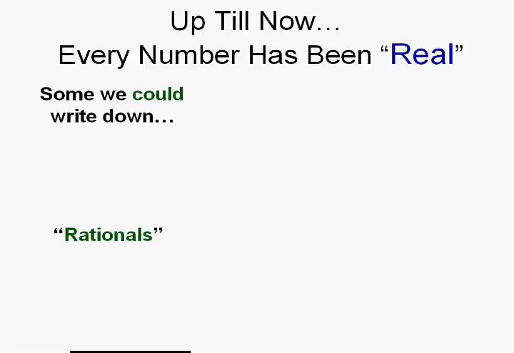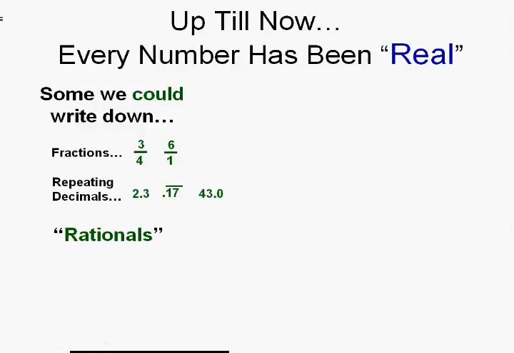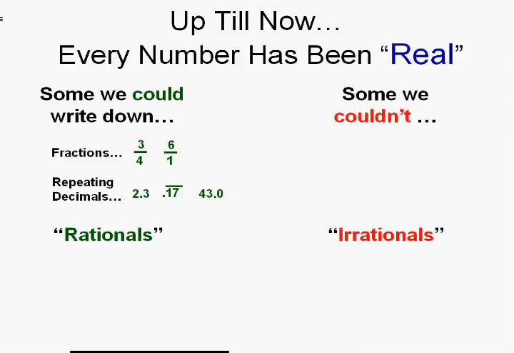Now, consider that up till now, we've been dealing with numbers that we want to say are real. They actually exist. If we could write them down, we called them rationals, didn't we? Fractions we could write down, and repeating decimals we could represent. So we called those rationals. Some we couldn't actually write down, but they were real. They were irrational real numbers.